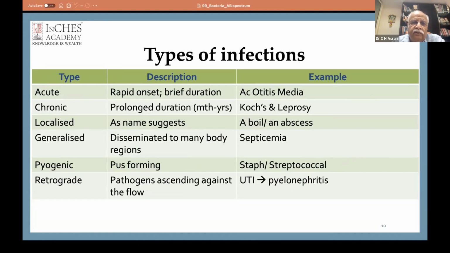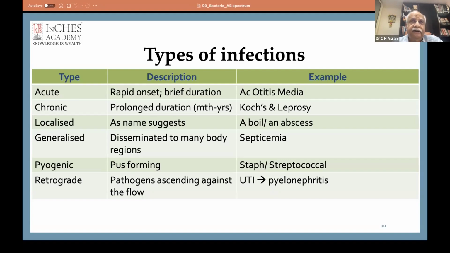Then there are acute infections, rapid onset, brief duration, like acute otitis media. Chronic infection, prolonged duration, may be in months and years, tuberculosis and leprosy. Localized infection, as the name suggests, a furuncle, a carbuncle, a boil, an abscess, ischiorectal abscess. Generalized, disseminated to many body parts, septicemia or sepsis. Pyogenic, where pus is formed, staphylococcal, streptococcal, commonest are boils and abscess.